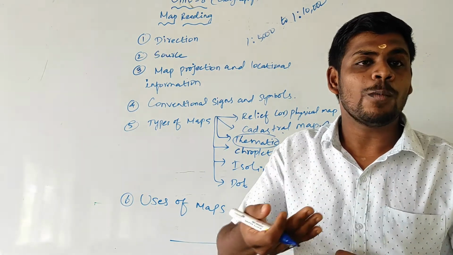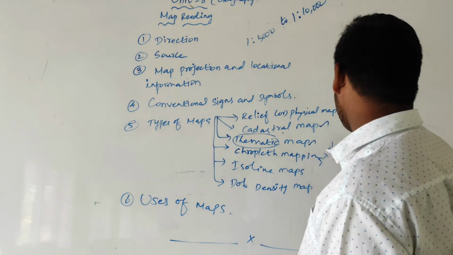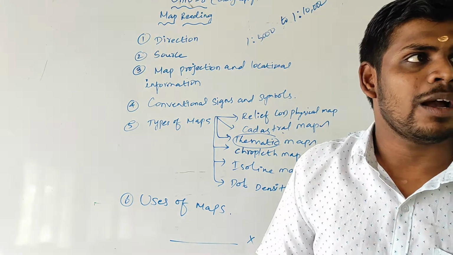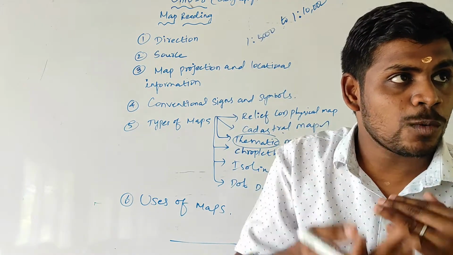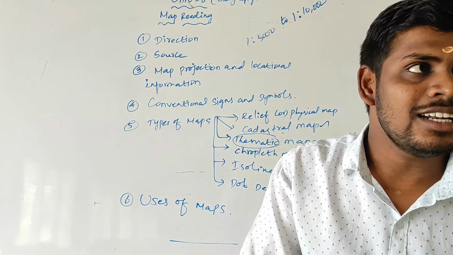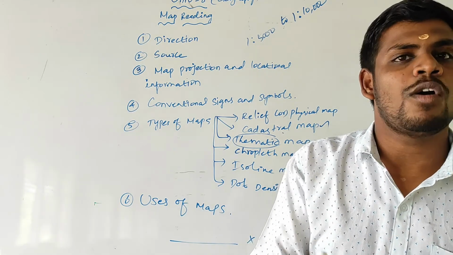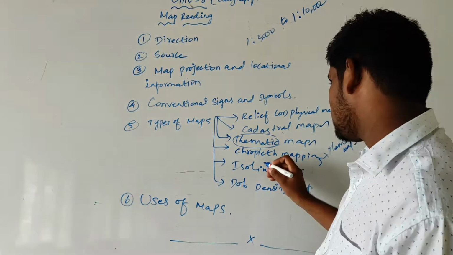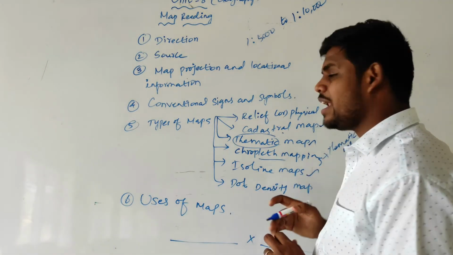A choropleth map is a thematic map in which areas are shaded or patterned in proportion to the measurement of the statistical variable being displayed on the map, such as population density or per capita income. That is called choropleth mapping. Next we will discuss isoline maps.